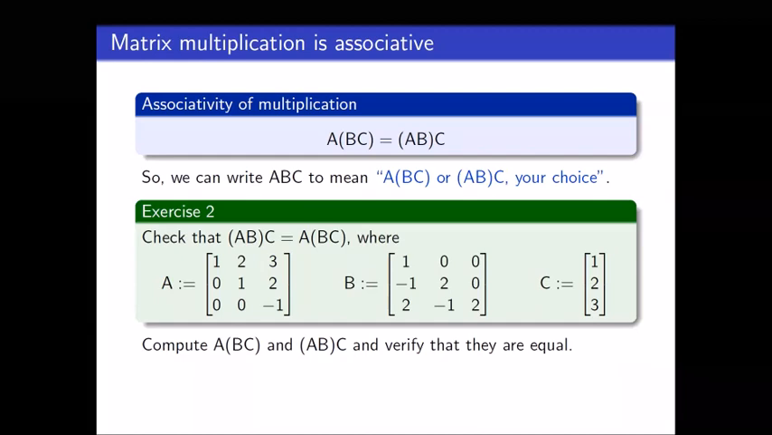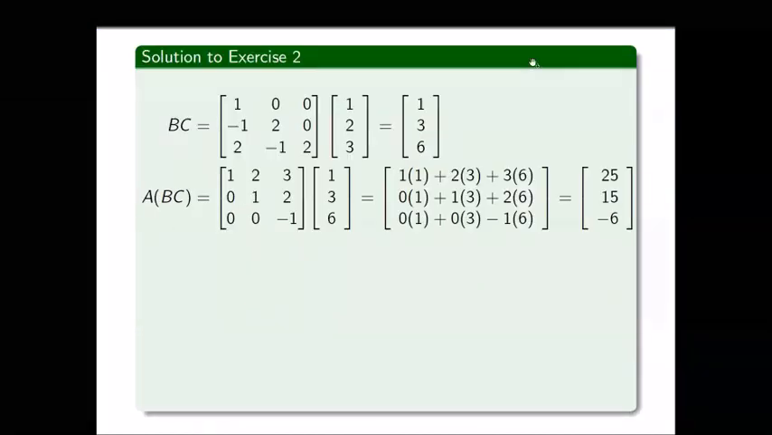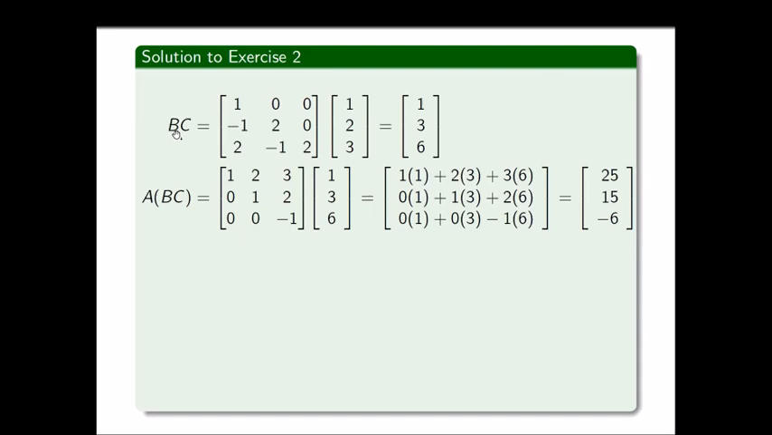So we are given two matrices A and B, and we have a vector C. You can also think of it as a 3 by 1 matrix, and we want to compute A times BC and AB times C and verify that they are the same. Okay, so let's do that. So we first want to multiply the 3 by 3 matrix B with a 3 by 1 matrix C. So we're going to go row by row.